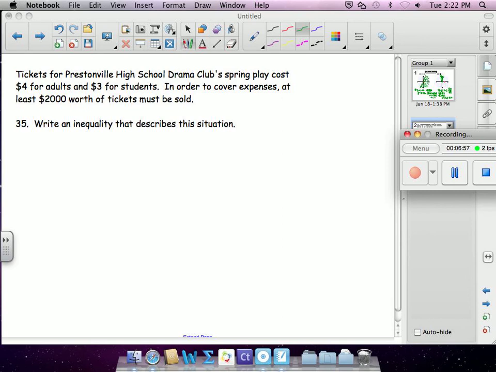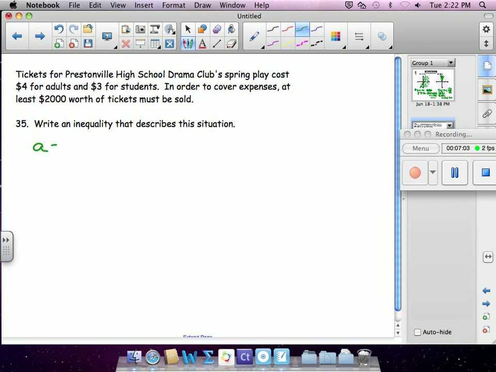We have 2 types of tickets, adults and students. So let's say I decide to let A represent adults. And I'll let S stand for students. Now, how much is every adult ticket? Well, it's $4 for every adult ticket. So I can write down the expression for A. If 2 adult tickets are sold, 4 times 2 would mean $8. 3 adult tickets, 4 times 3 would be 12. We can do the same thing for students. It's $3 for every student ticket, so plus 3s.